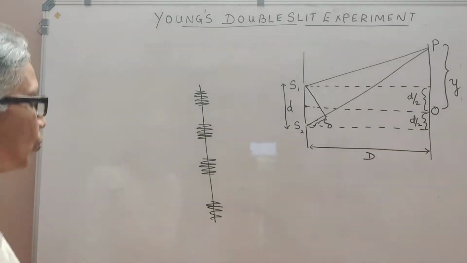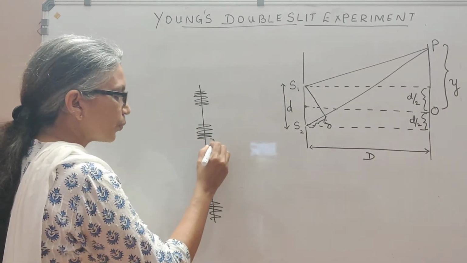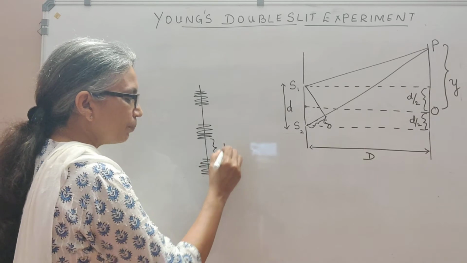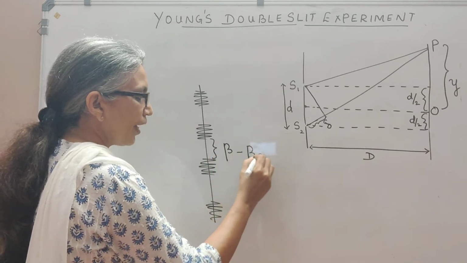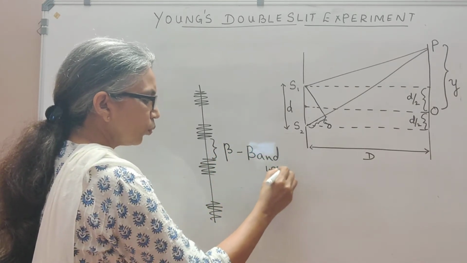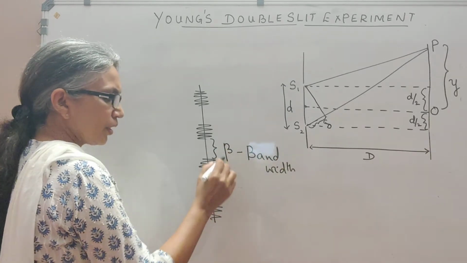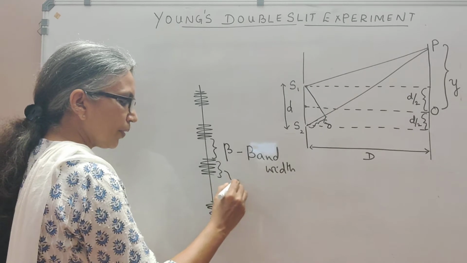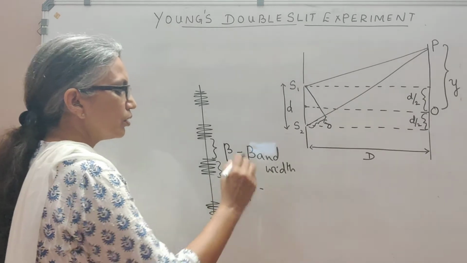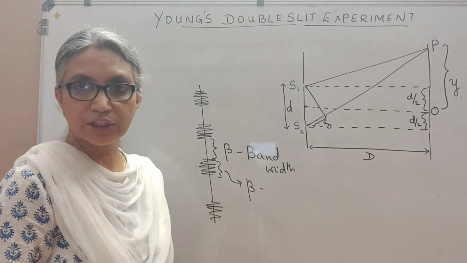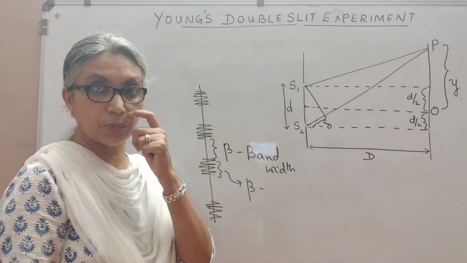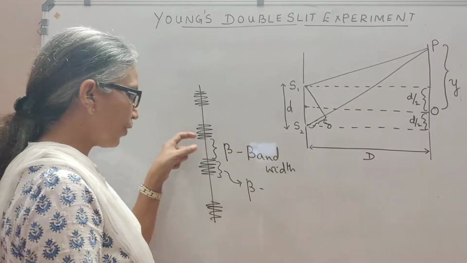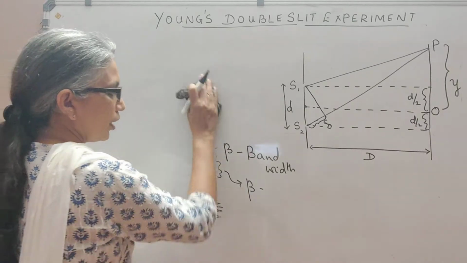So today's derivation, what we're going to do is derive an expression for beta, that is the bandwidth, which is the width of a bright band. The width of a dark band is also called beta. So we are now going to derive an expression for the linear bandwidth, or simply the bandwidth, of either a bright band or a dark band.